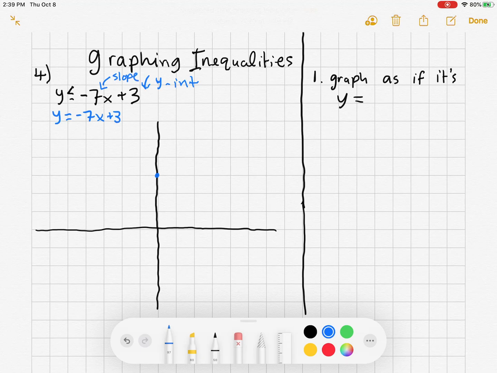Keep in mind, there's always an imaginary 1. So we're going to rise negative 7. 1, 2, 3, 4, 5, 6, 7. Is that 7? 1, 2, 3, 4, 5, 6, 7. Good. And we're going to run 1. I'm not fully confident that's correct. I think I miscounted. We're going to run to this point right here, okay? That's enough to go ahead and sketch in our line. Oop, that's an ugly one. I'm going to try again.